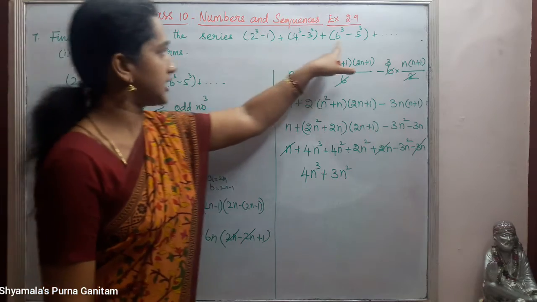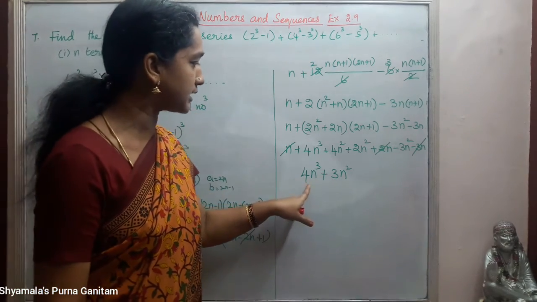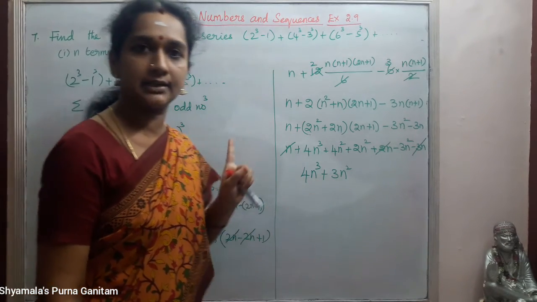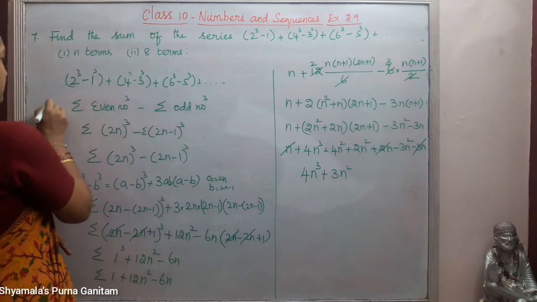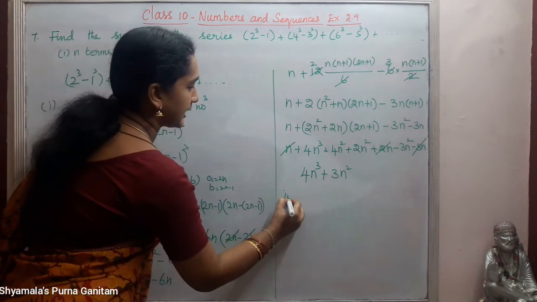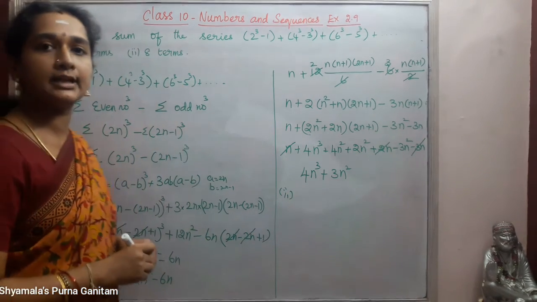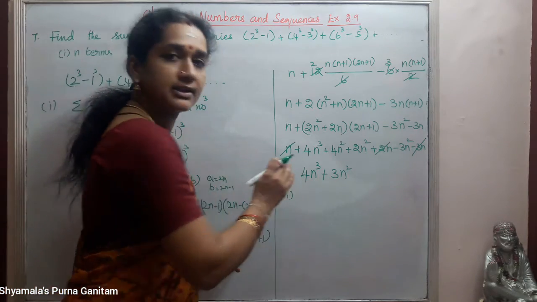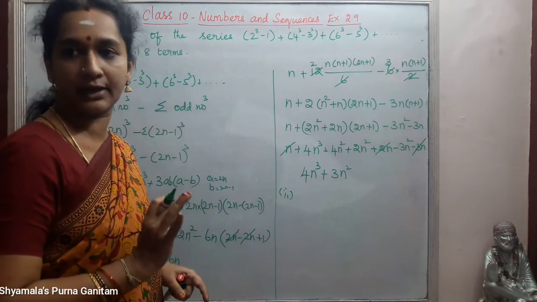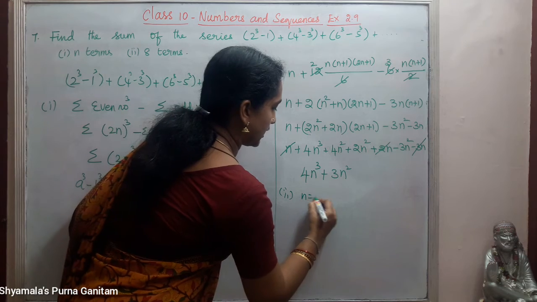So this is the series given. For that the sum of n terms is 4n cube plus 3n squared. Now this is the answer for the first one. Now the second one is where we are asked to find for 8 terms, that is n is equal to 8. We will substitute n is equal to 8 here and find the value.